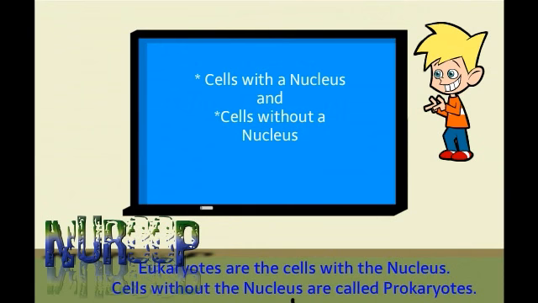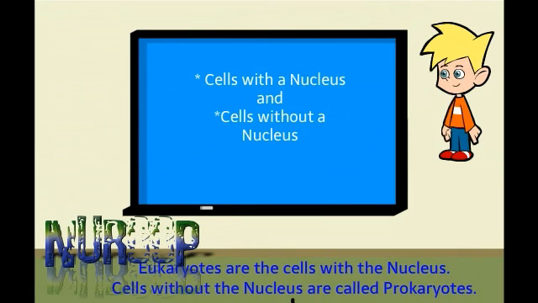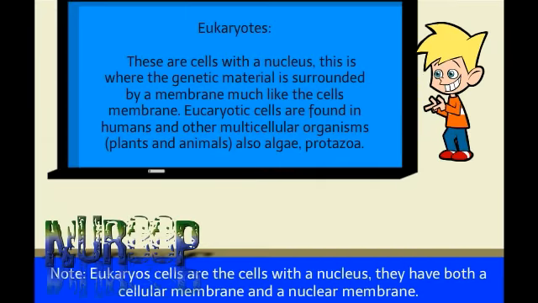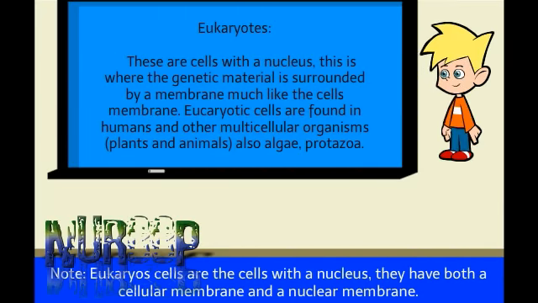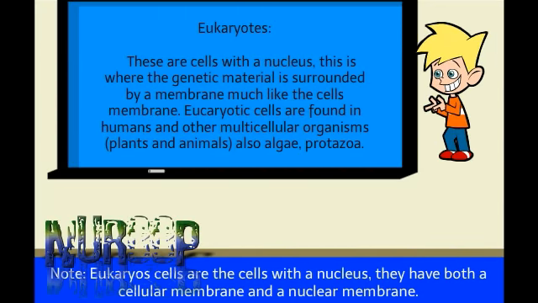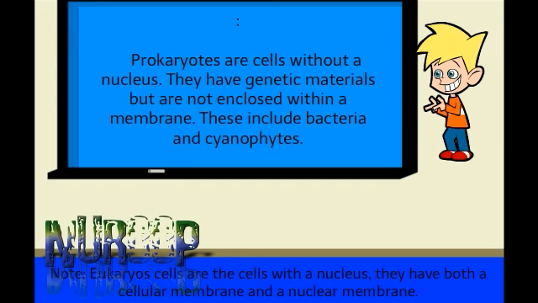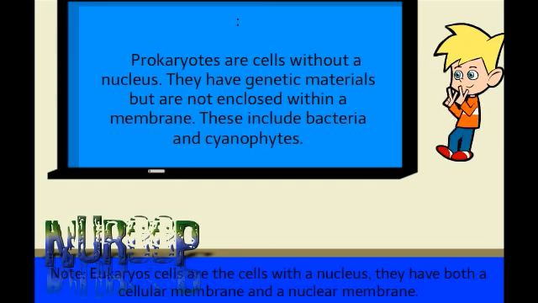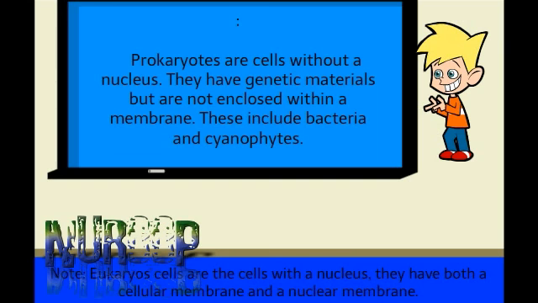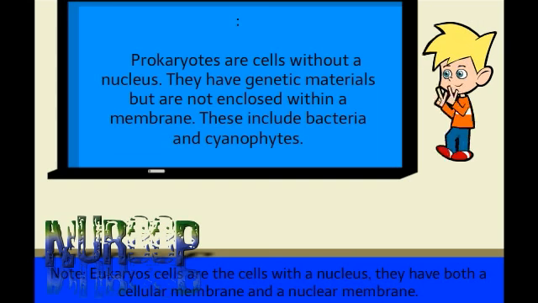There are two types of cells: cells with a nucleus and cells without a nucleus. Eukaryotes are cells with a nucleus. This is where the genetic material is surrounded by a membrane, much like the cell's membrane. Prokaryotes are cells without a nucleus. They have genetic materials but are not enclosed within a membrane. These include bacteria and cyanophytes.